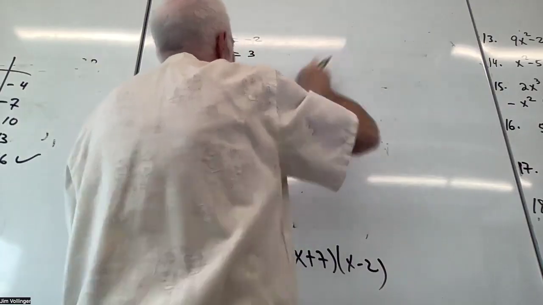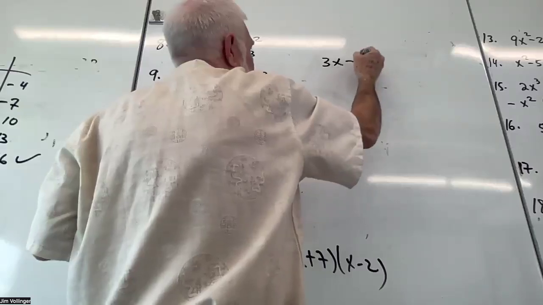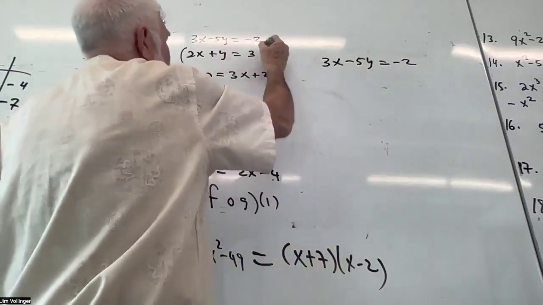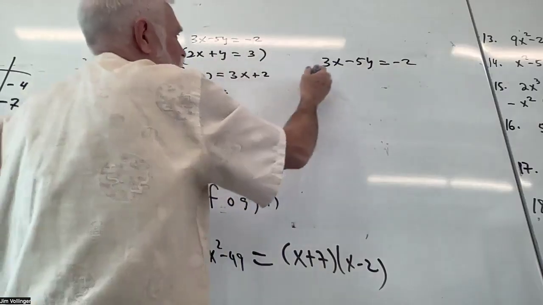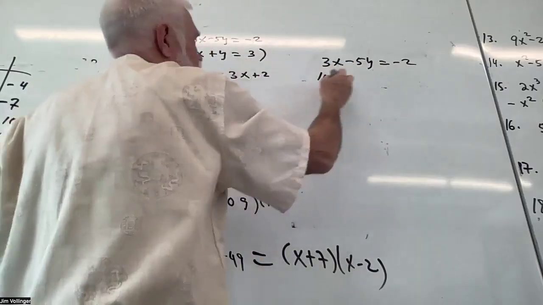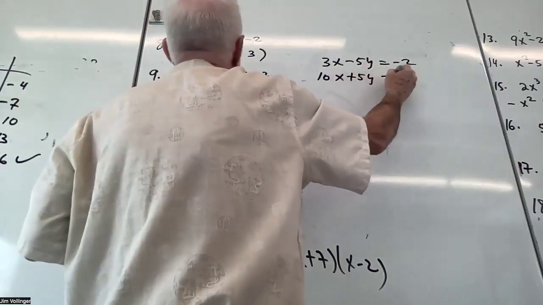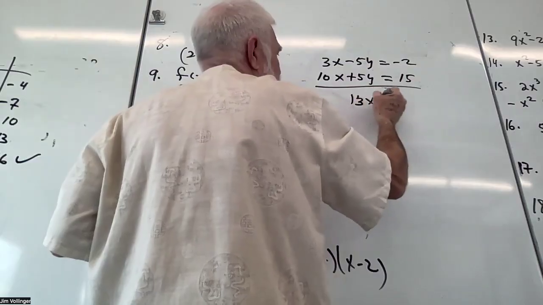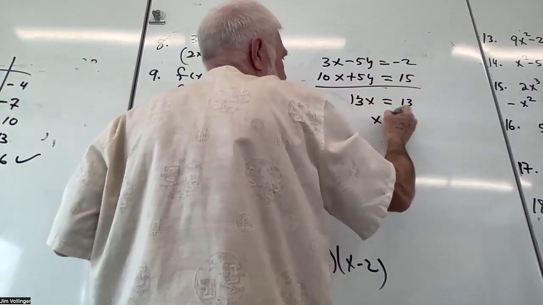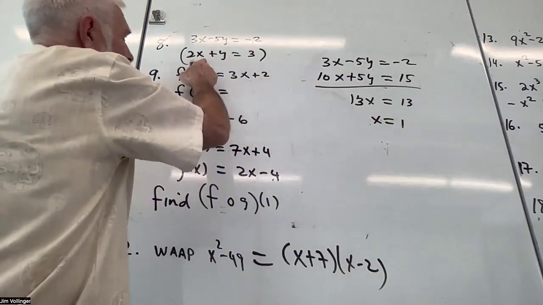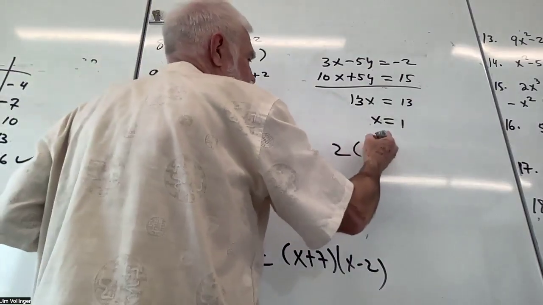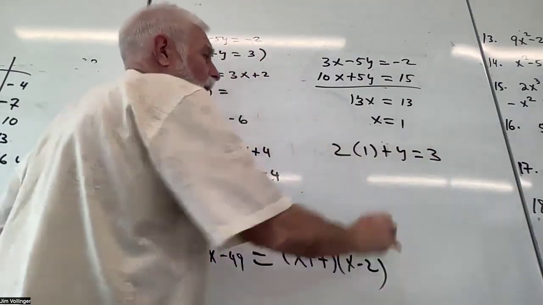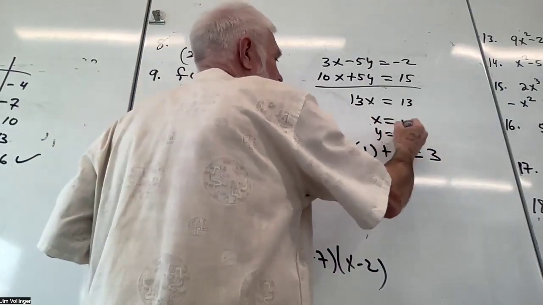I had trouble writing that 3. So 3x minus 5y equals negative 2, and I'm going to multiply this one by 5. That one by 5 gets me 10x plus 5y equals 15. And so that gets me 13x equals 13. Looks like x is 1. I'm going to plug 1 back into the function on the bottom, then I can see that y has to be 1 as well.